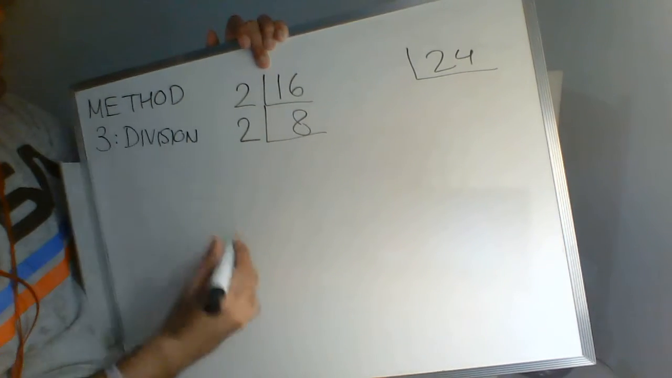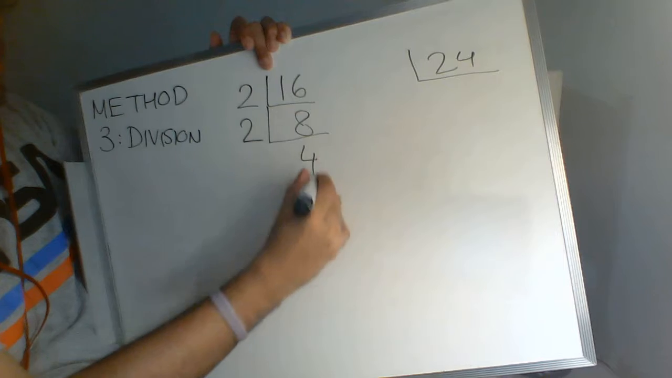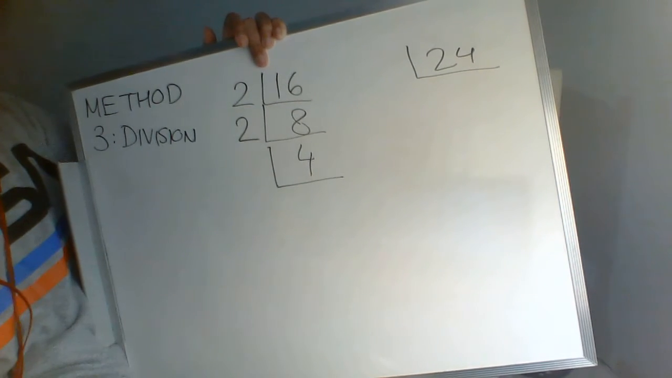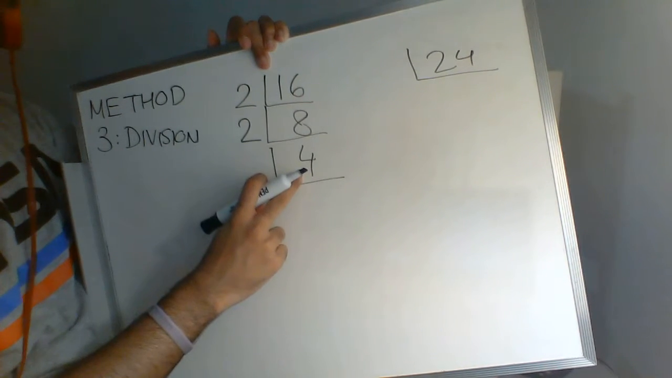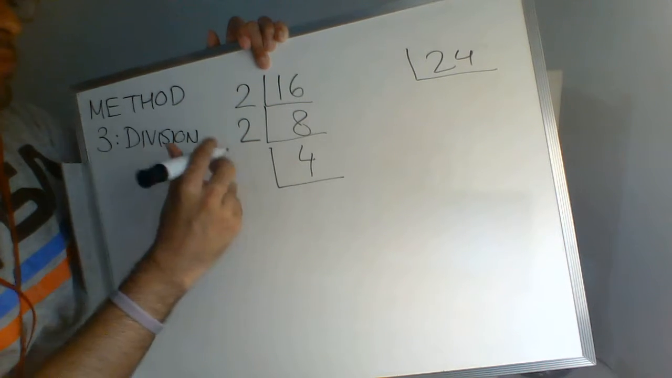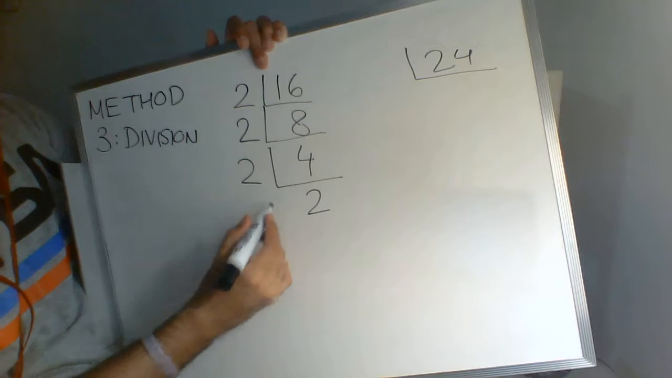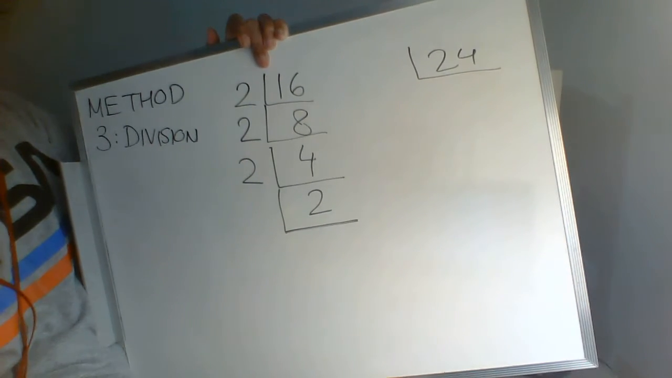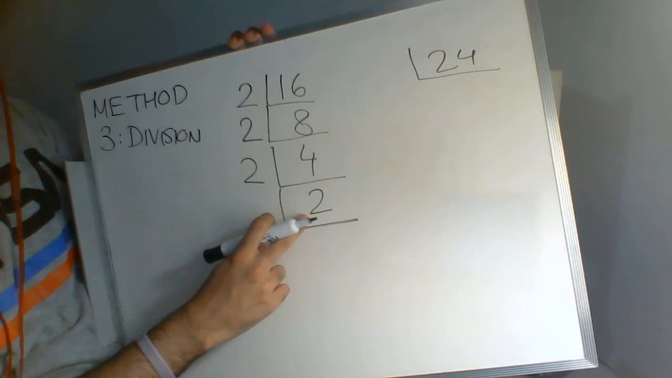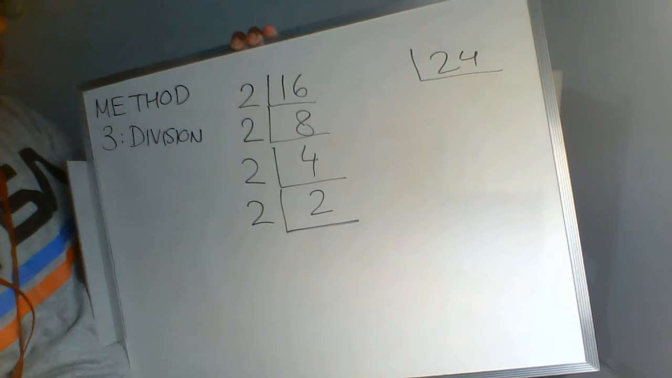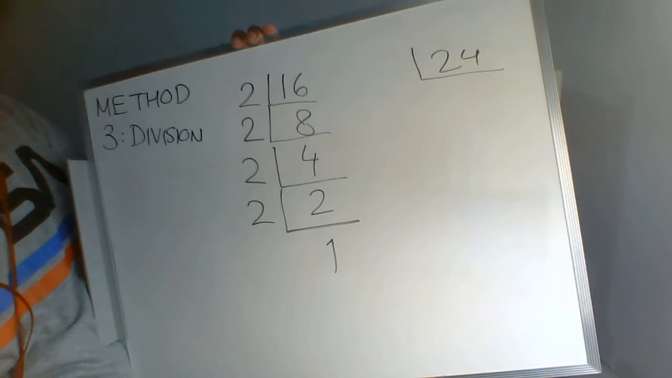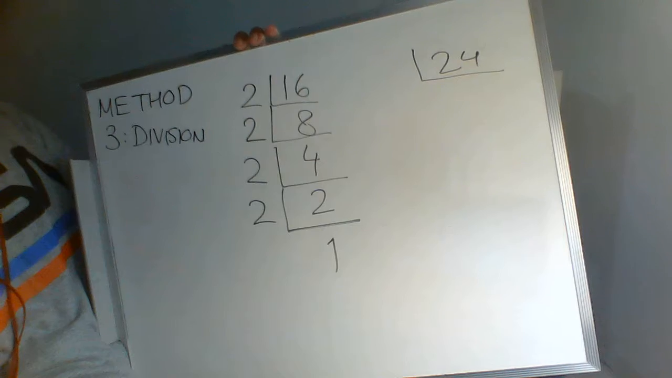Now, what's the smallest prime number that we can divide 8 by? It's going to be 2 again. 8 divided by 2 gives us 4. The smallest prime number that we can divide 4 by is 2 again. We're left with a 2 because 4 divided by 2 gives us 2. And lastly, the smallest prime number that we can divide this by is 2 again, and we're left with a 1 down there, and we're finished.